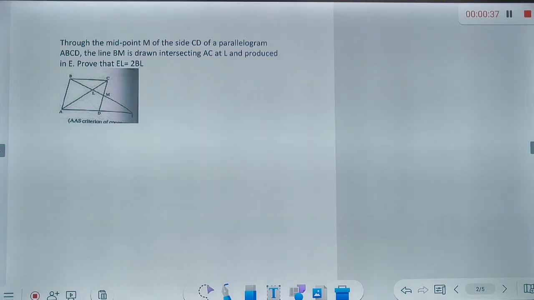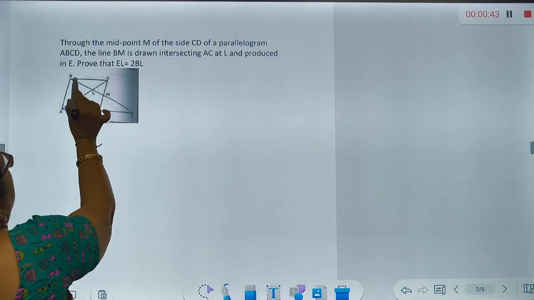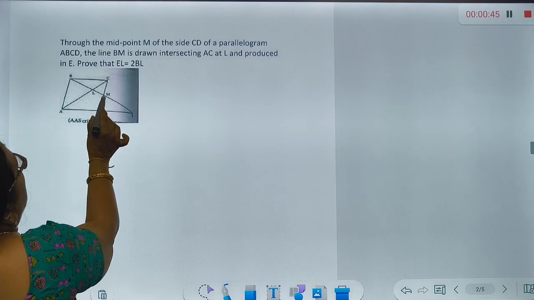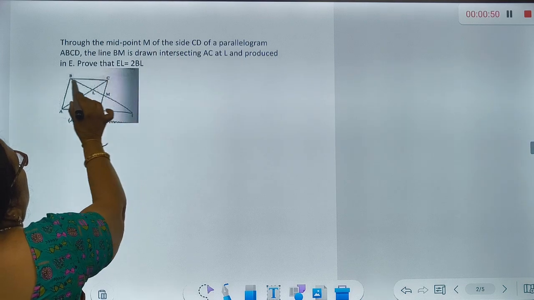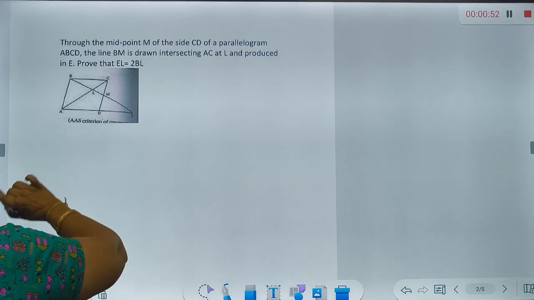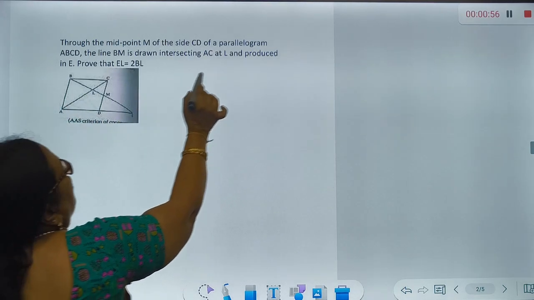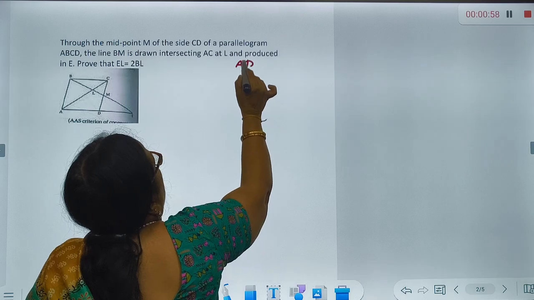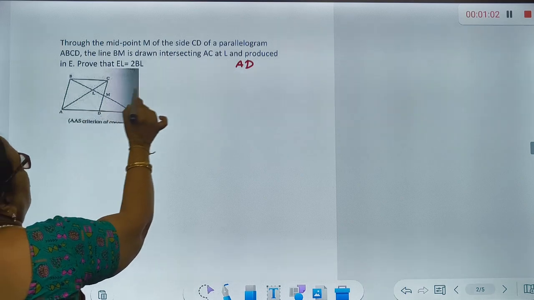Now look at this problem. Through the midpoint M of the side CD of a parallelogram ABCD, the line BM is drawn intersecting AC at L and AD produced in E. So ABCD is a parallelogram.